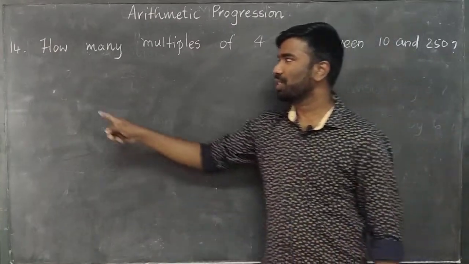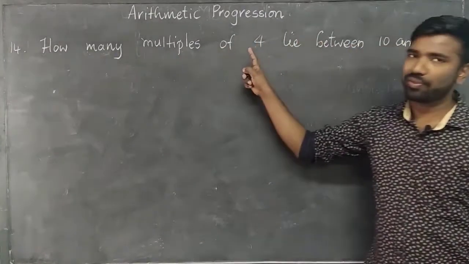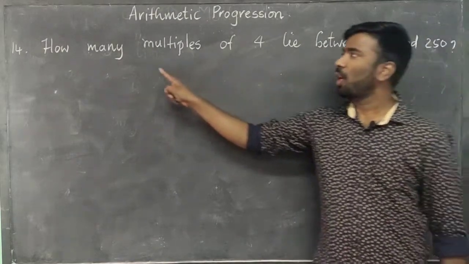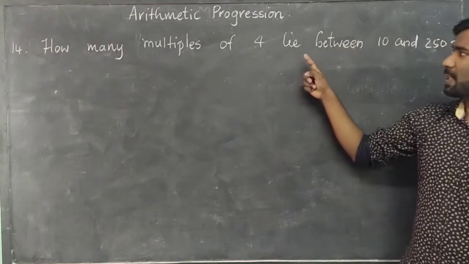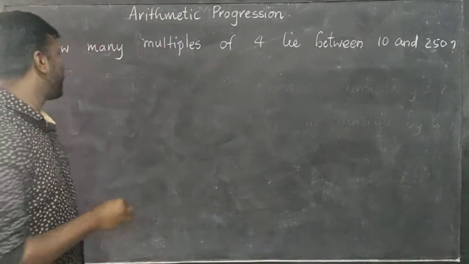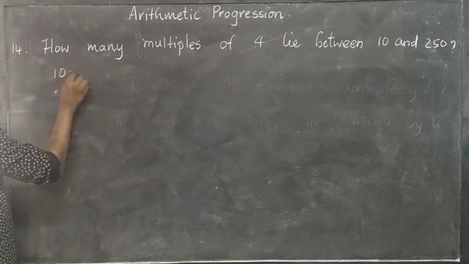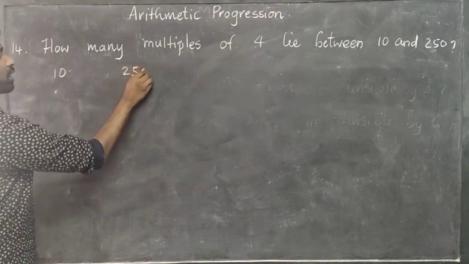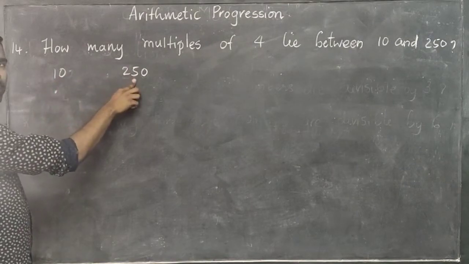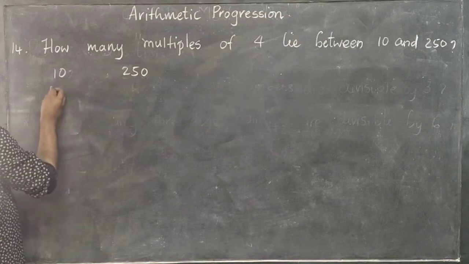Students, moving to the next question. How many multiples of 4 lie between 10 and 250? The given numbers are 10 and 250. Is 10 divisible by 4? No. Is 250 divisible by 4? No. So what do you do?